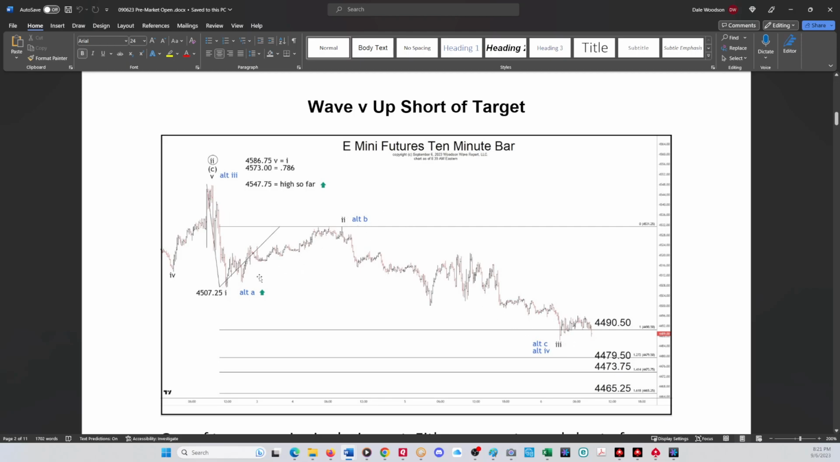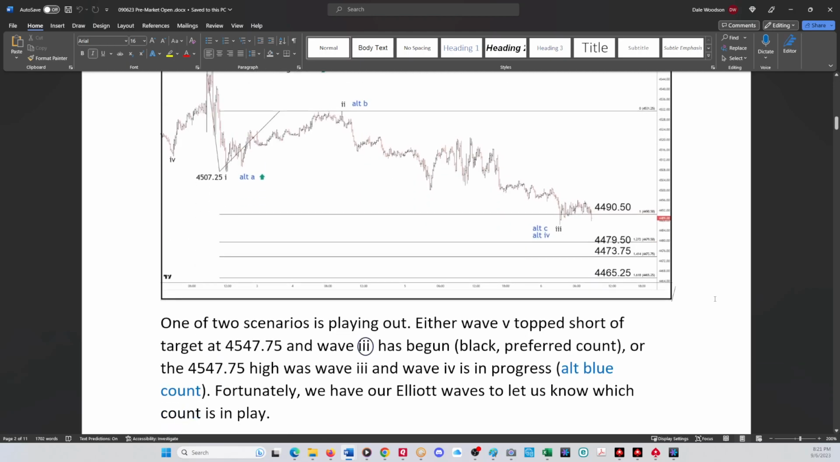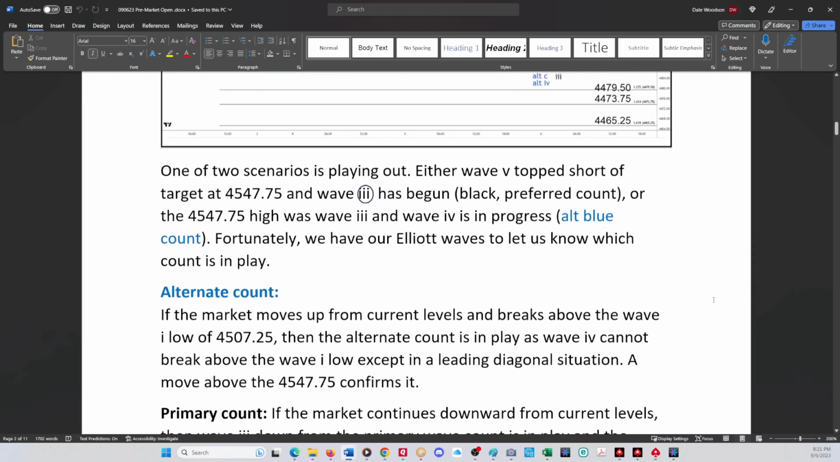We had an alternate count of an A down, a B up, and a C down, saying that if the market moved up past this A high, it would trigger a move higher, and also the same with the 45.47. So both counts were viable. Primary counts in black. As you can see, there were our targets for wave 3 down. That was this morning. I think we spelled that out right here.